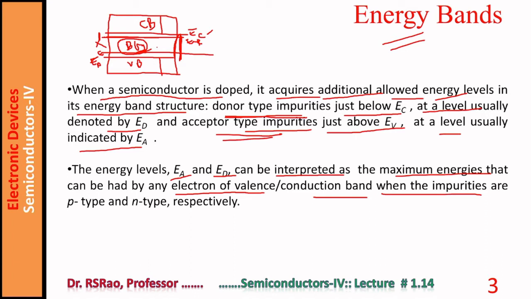Reduction in band gap means an increase in conductivity, an increase in the possibility of an electron moving from the valency band to the conduction band. So this is a way of explaining the increase in conductivity of semiconductors by the addition of impurities with the help of energy band diagrams.